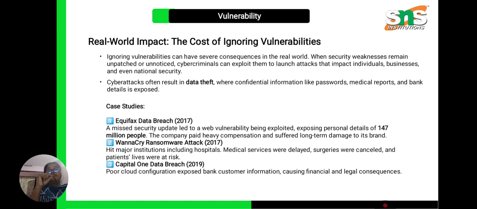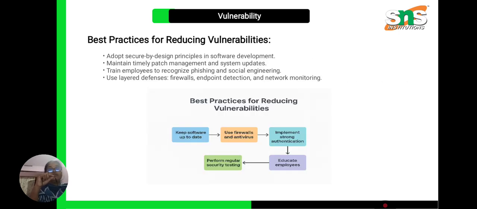Another important example is the WannaCry ransomware attack, which also happened in 2017, which affected hospitals and delayed medical services, and many people were affected by this. Another one is the Capital One data breach, which was exposed in 2019, mainly caused by poor cloud configurations, and led to financial and legal impacts also. These are all very well known examples.